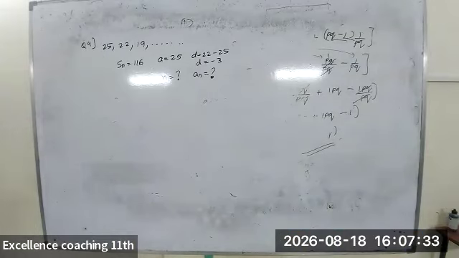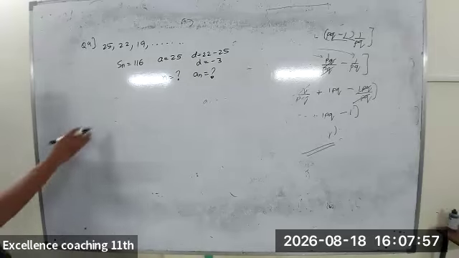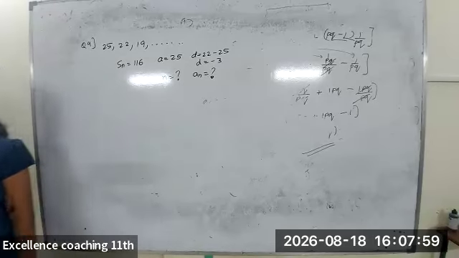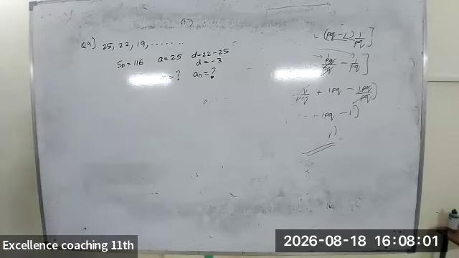Sum is given as 116. First term will be 25. Common difference is minus 3. How many terms are there in the whole series? That we don't know. To find the nth term, the last term, you use the sum formula. You'll get a quadratic equation again. You have to find factors. Big number, find factors of that answer.